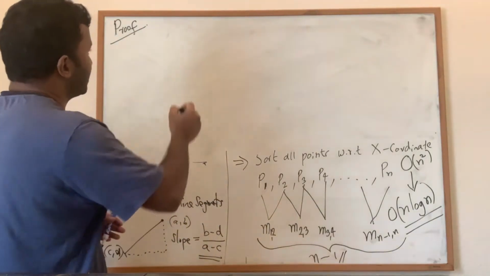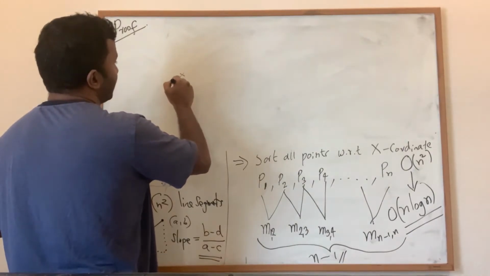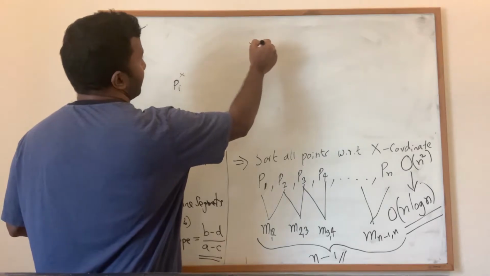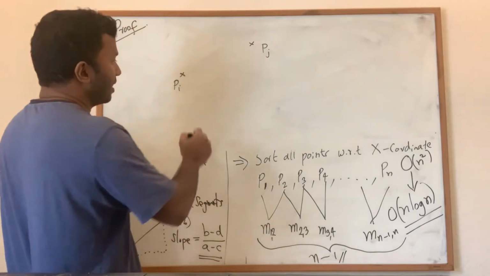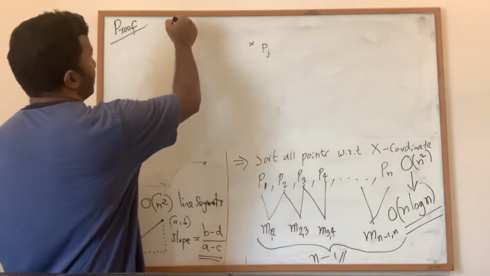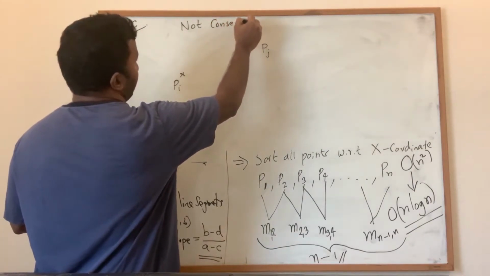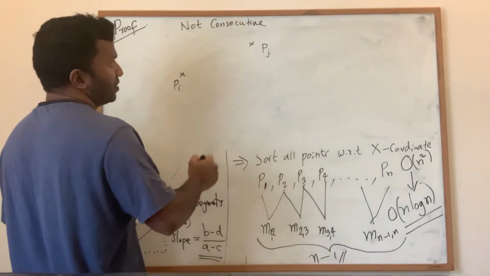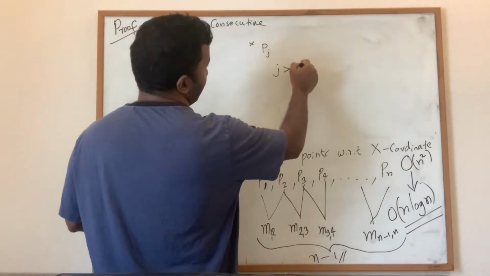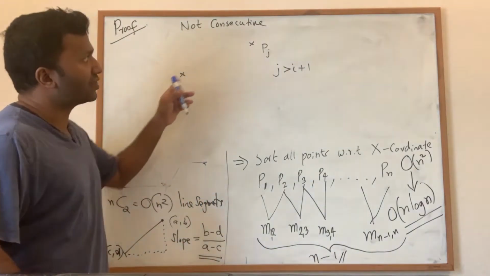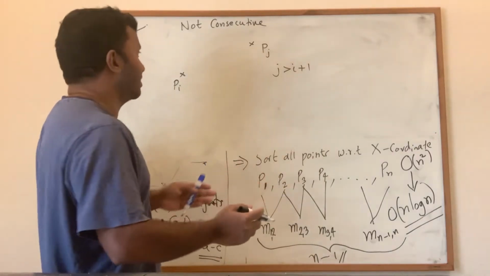For that, I'm going to take 2 points, let's say Pi and another point, let's say Pj, such that Pi and Pj are not consecutive, which means j is strictly greater than i plus 1. That means there is at least one point between them, right? Between them in the x coordinate sense.